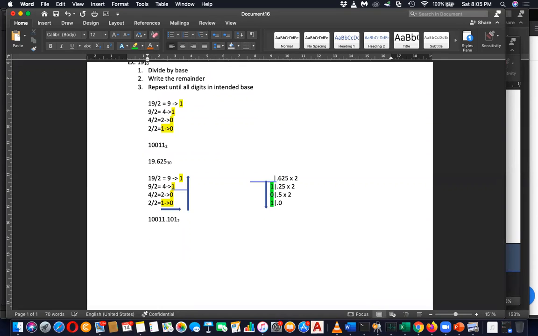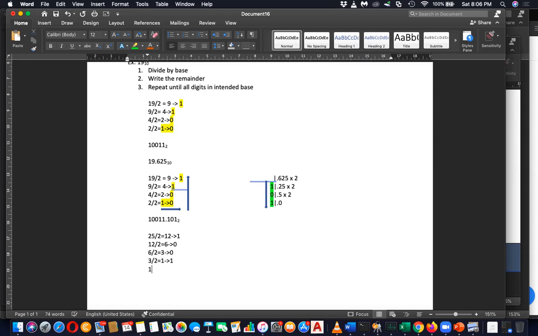25. Let's divide it by 2. 25 divided by 2 is 12 remainder 1. Then again divide by 2. 12 divided by 2 is 6 remainder 0. Then again divide by 2. 6 divided by 2 is 3 remainder 0. 3 divided by 2 is 1 remainder 1. So you are going to write from bottom to top.